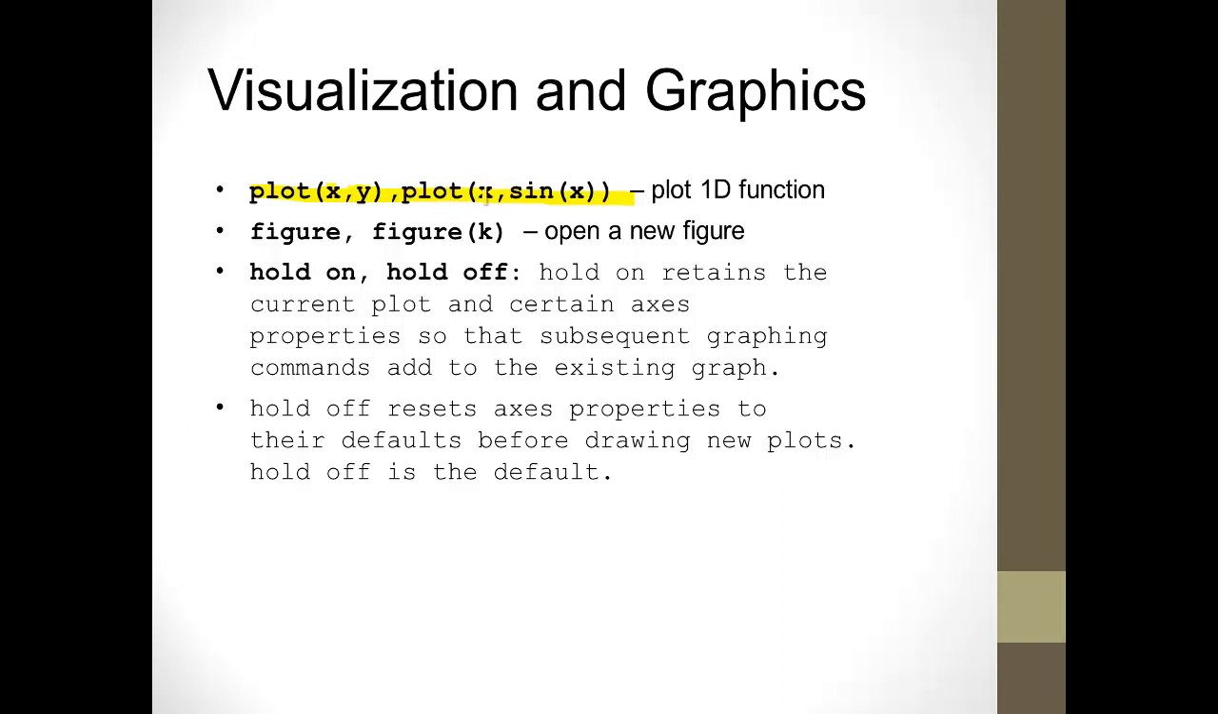Also, you can directly plot some function. For example, you want to plot the function sin x. Then you can put plot x, sin x here. But first, you need to create a vector of x, for example, from 0 to 2 multiplied by pi. That's the range for x. Then sin x also will be a vector. Then they will plot the function. Let's see the MATLAB example.